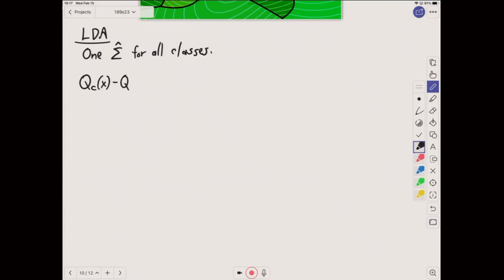If I'm comparing 2 classes, QC minus QD, well, take my word for it, they both have the same quadratic terms, so the quadratic terms are gone. And what's left over will be a linear term that looks like this. And you could call this a constant term, or you could call it several constant terms.